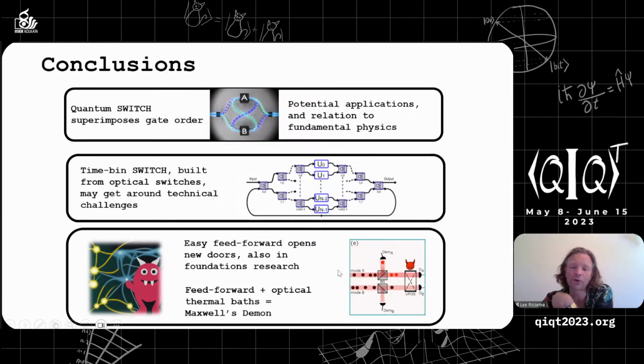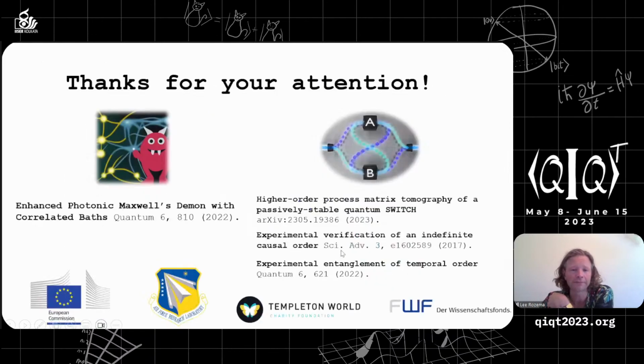The types of correlated states that we implemented here would be very, very difficult to implement using massive particles. Of course, there are other things that we would struggle to implement in photonics. So I think it gives us the opportunity to study a different type of thermodynamic problem using quantum photonics. So with that, I'd like to thank you for your attention, and I'm happy to take any questions.